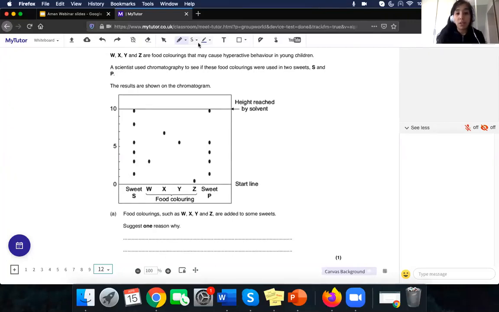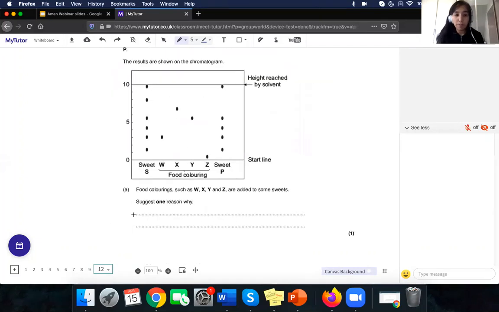Excellent, really good answer. To make them more attractive. Yep, that's pretty much the only answer that examiners are looking for there. It does make them more attractive. If we didn't use food colorings, they might not look as attractive or as appetizing. Excellent, very well done.